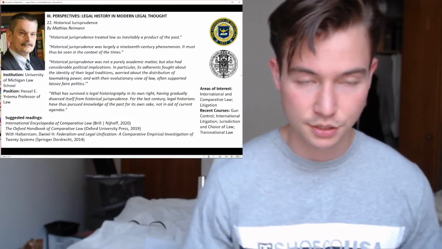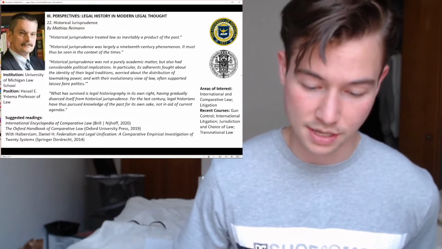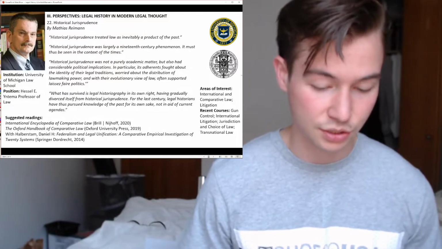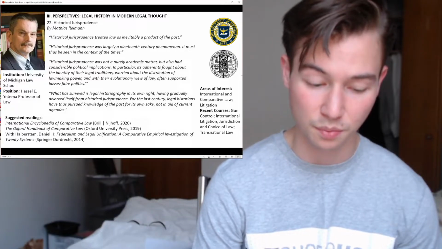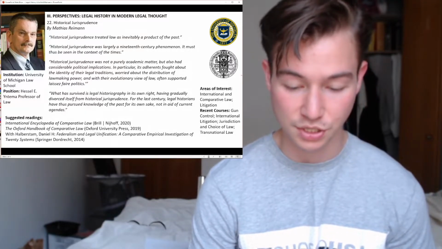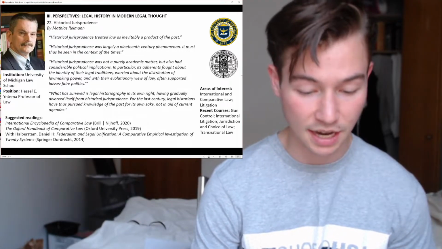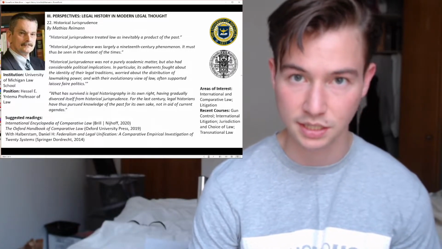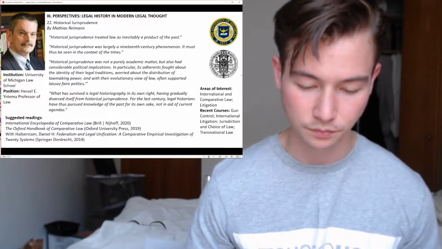So, he opens up with: historical jurisprudence treated law as inevitably a product of the past. Of course, jurists have long recognized that the law, like other social phenomena, has history. But for historical jurisprudence, that history was not merely the background of the status quo, but instead an integral part of its present study. So it is kind of looking into history to derive the answers of the present.